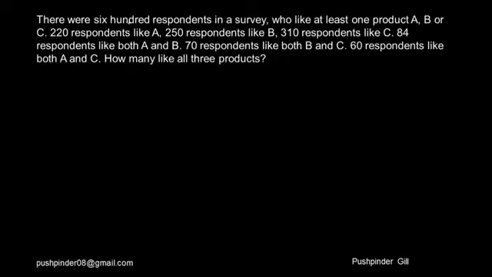Now there are 600 respondents. Our first step is to find what is A union B union C. Is it equal to 600 or not? And which line tells us that? Yes, this line tells us that. If at least one of the products is liked by A, B or C, that means there are no people who like neither A, B nor C. That means the total number of respondents who like at least one of the products is 600.